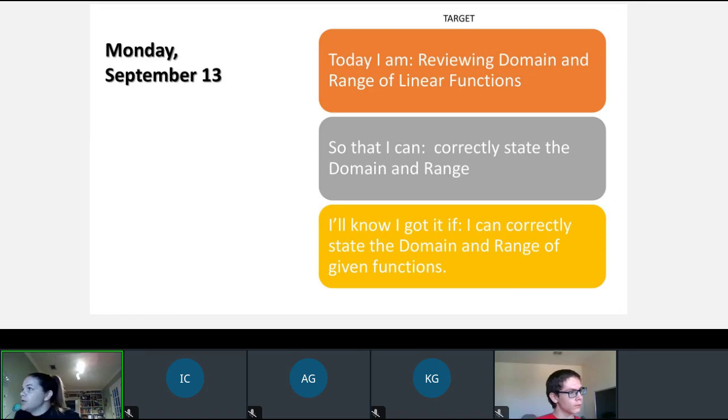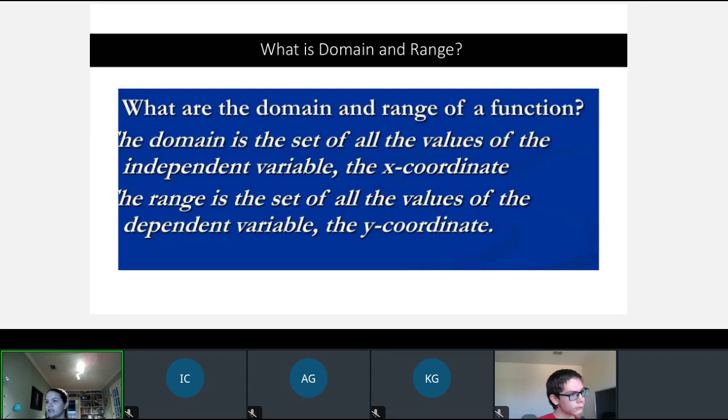That's why it's really important that we don't get too far behind in watching your lessons in the course or doing your homework, because if you're not doing the work from unit 1, you're not going to be able to do unit 2. Okay, so we're going to work on that so that we can correctly state the domain and range, and we're going to do some practice problems.